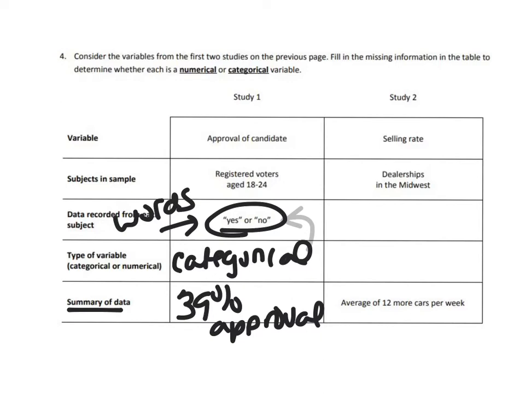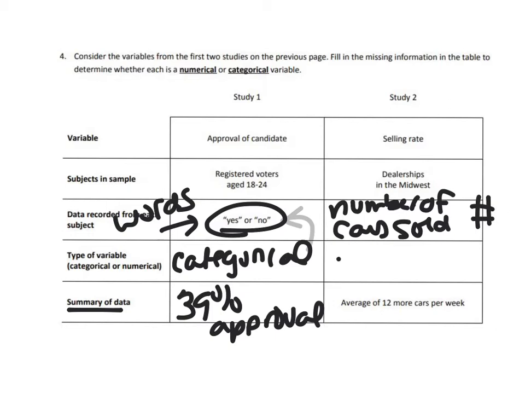And so then the second one, the dealership rate in the Midwest. And on that, the answer to that was when they asked them how many cars were sold, they asked the number of cars sold. So they actually gave them a number, a measurable number. So that's numerical. And their answer was an average of 12 or more cars per week. So that's the difference. Numerical is a measurable number. Categorical is basically a word.